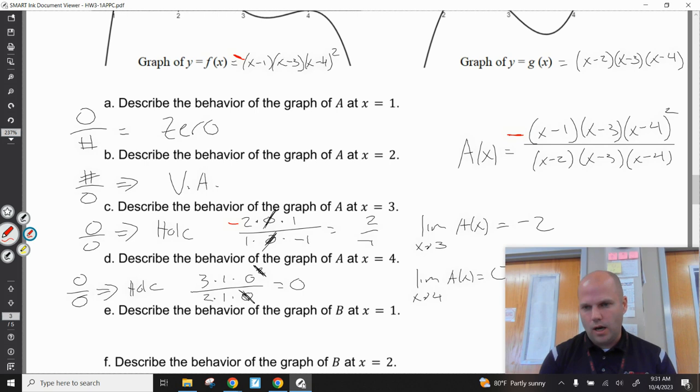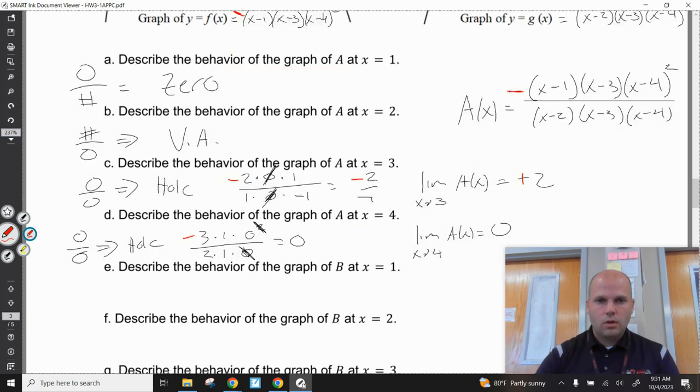I think what the problem is asking you is just, do we have a hole or a vertical asymptote or a 0? But let's say we knew the exact equation was this, with the negative 1. That would change the location of your hole for this guy. It'd be a positive 2. Let's just see it.